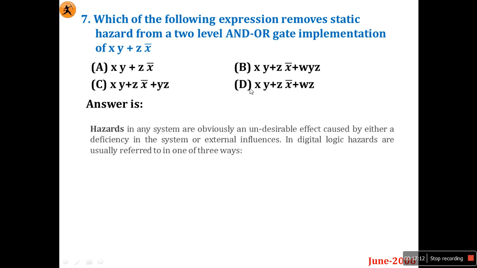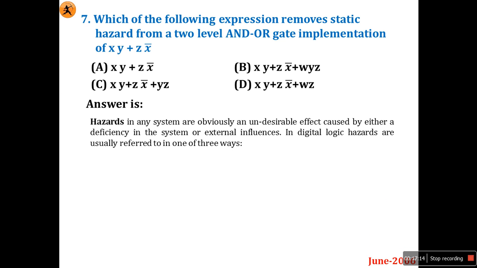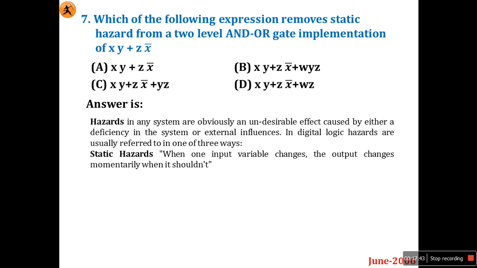What is a hazard? A hazard in any system is obviously an undesirable effect caused by either a deficiency in the system or external influence. This is called a hazard. Digital logic hazards are usually referred to in one of 3 ways. There are 3 types of hazard. The first one is static hazard.